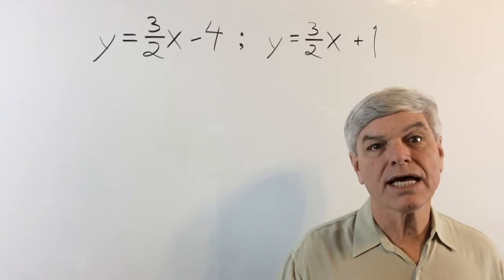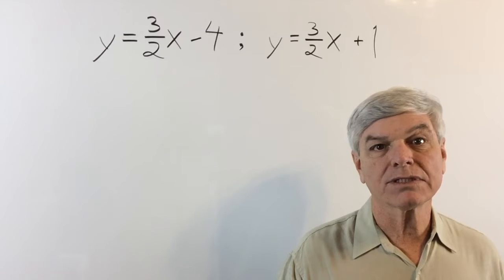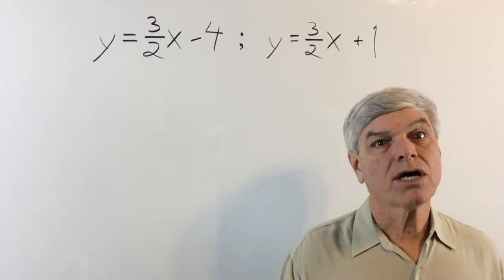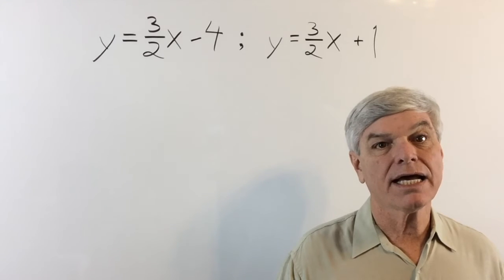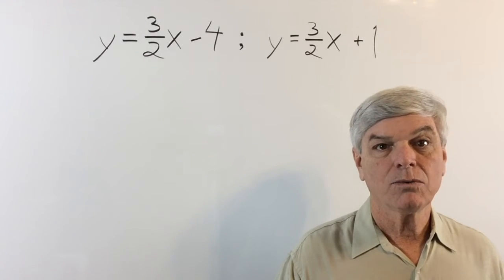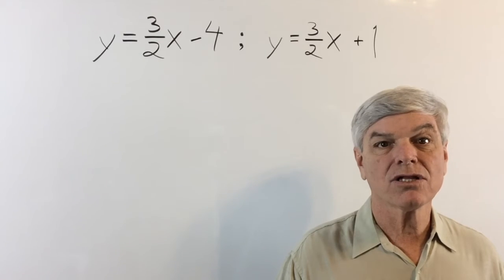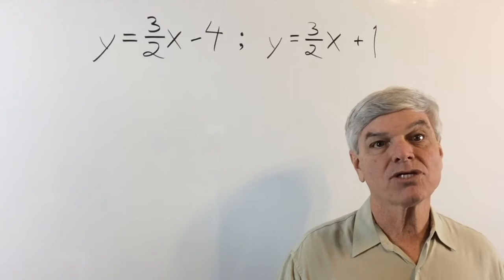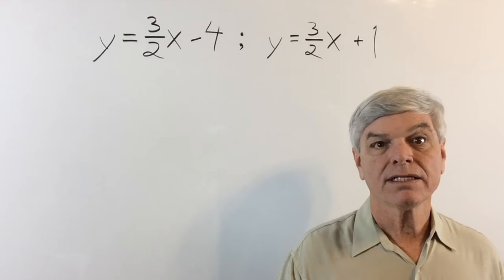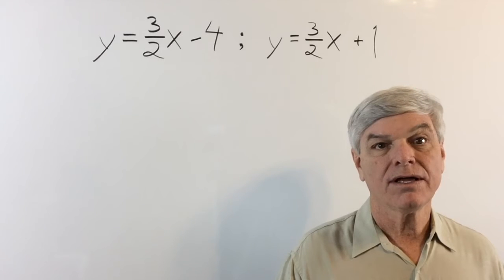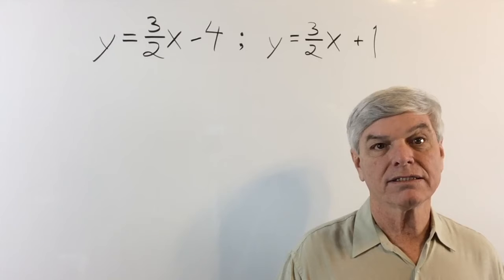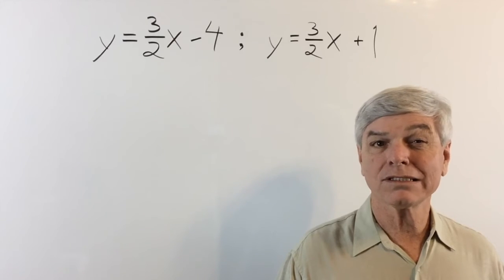Now, what did we say in, I'm not sure it was the last lesson or the lesson before that, where we were talking about parallel lines and perpendicular lines? What did we say about the slope? If the slope is the same, then the lines are parallel. Well, the slopes are the same. The lines will be parallel. Therefore, what is the solution to those two lines?